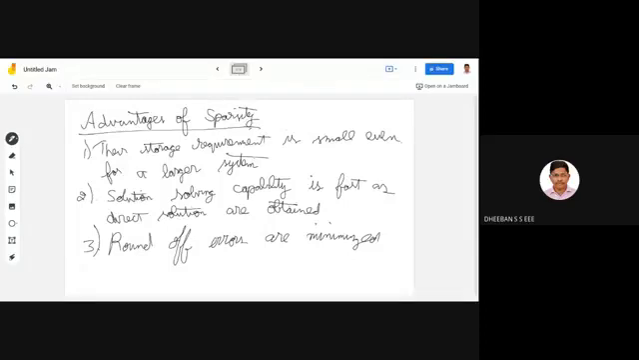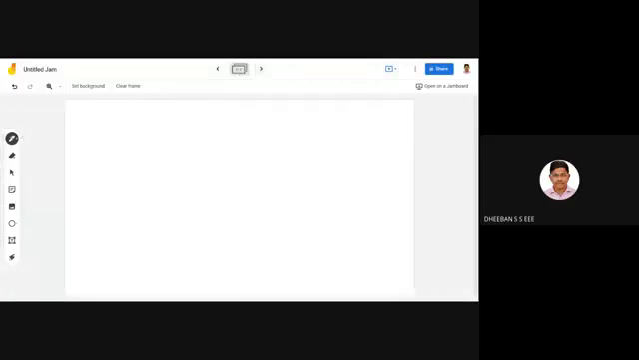Going to the next part, it is about your decoupled method. So, decoupled methodology.